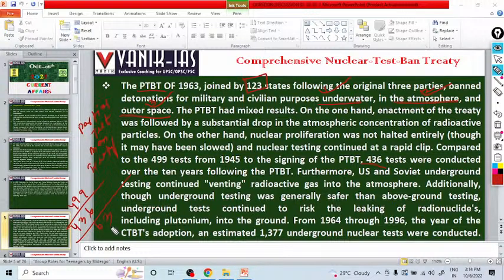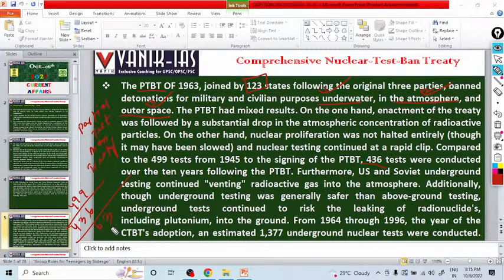Fine. Furthermore, USA and Soviet Union underground testing continued venting radioactive gas into the atmosphere. Additionally, though underground testing was generally safer than above ground testing, underground tests continued to risk the leaking of radioactive nuclides, including plutonium, into the ground. From 1964 through 1996, the year of the CTBT adoption, an estimated 1,377 underground nuclear tests were conducted.